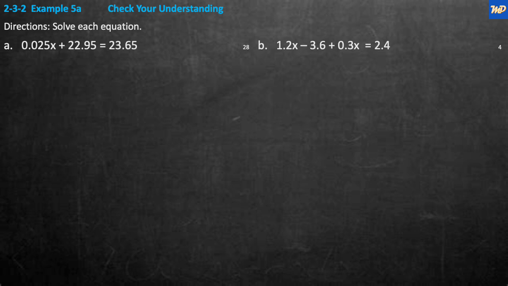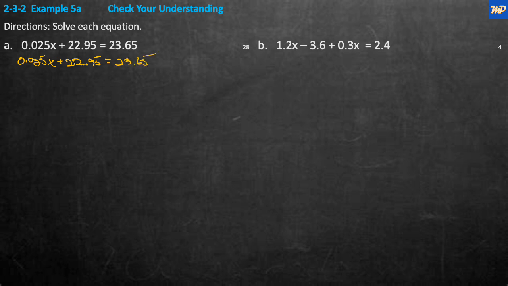Okay, example 5a, check your understanding. There are going to be 2 slides, 4 problems. We'll do the first 2 and then the second 2. Let's give it a try. First thing we'll do is write the problem: 0.025x plus 22.95 is equal to 23.65.